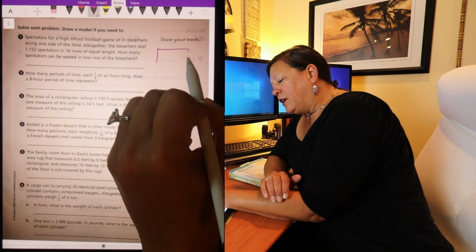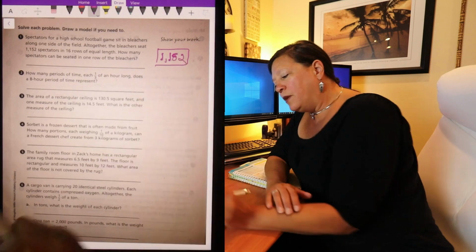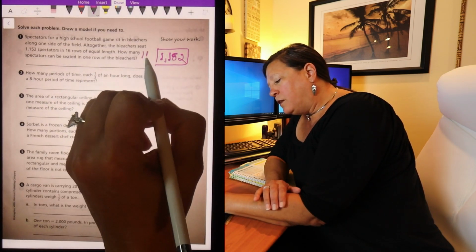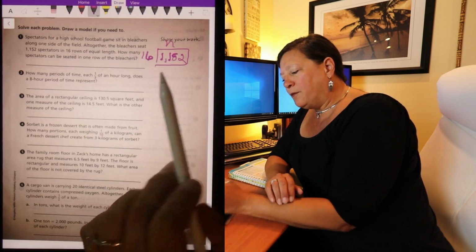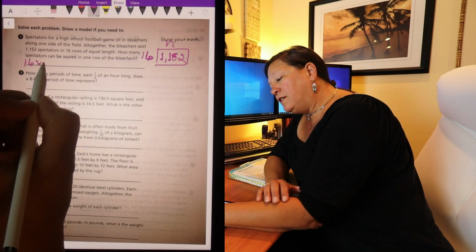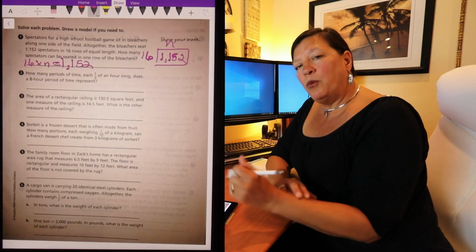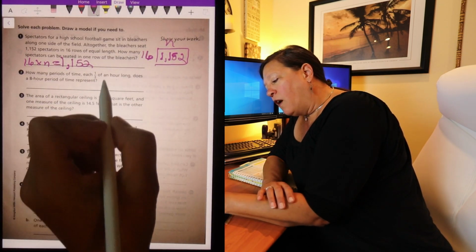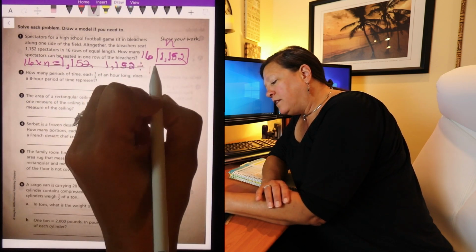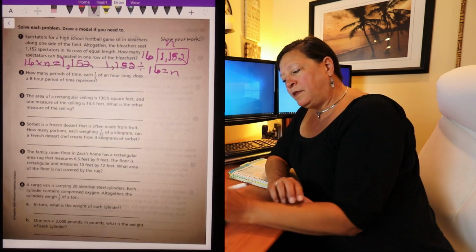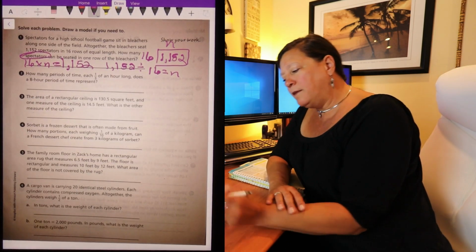So if we did a model here, I have my total of 1,152, and I know that there are 16 rows. I do not know how many are in a row. So here's my situation: 16 times n equals 1,152. But what is my solution equation? To solve that, I have to take my 1,152 and divide it by 16, and that's going to give me n. Now don't forget your label, how many spectators.